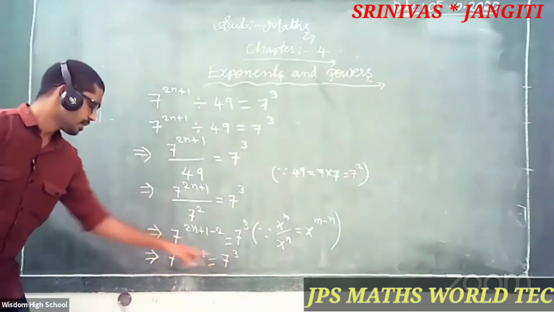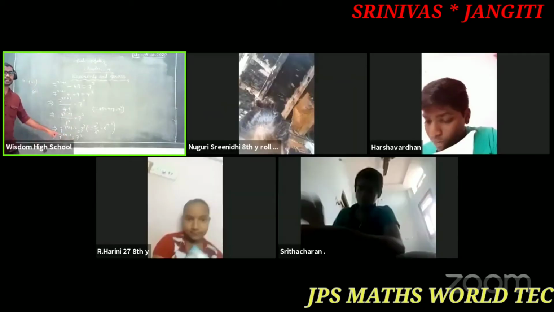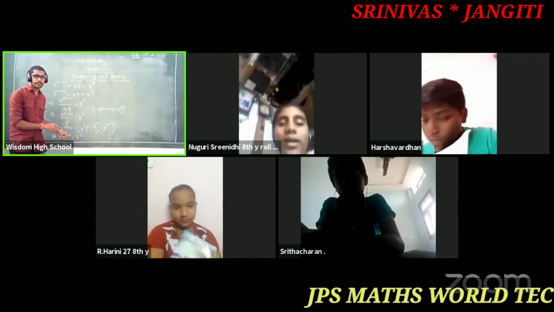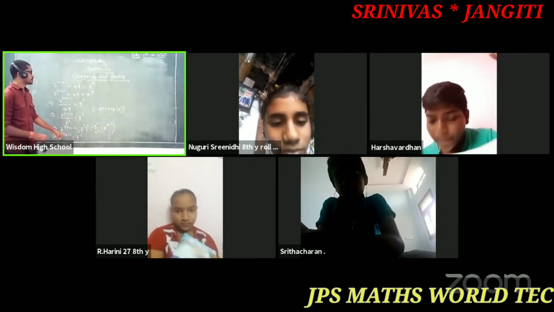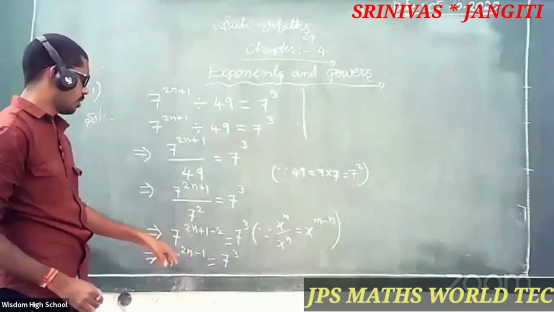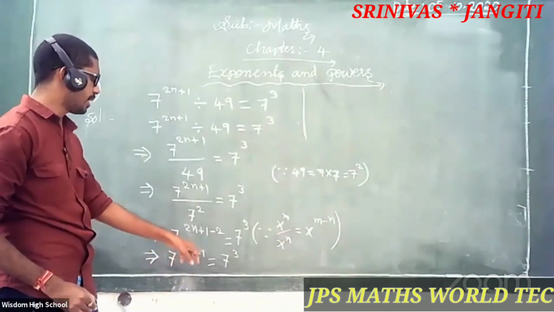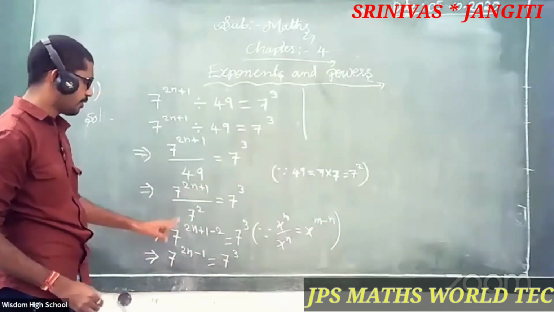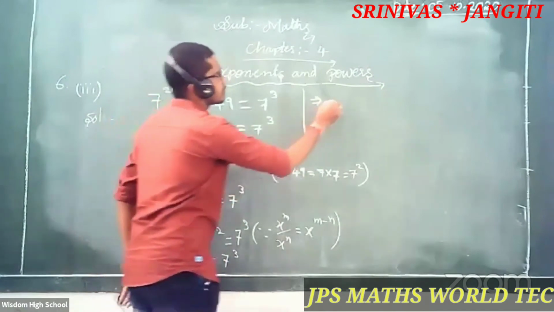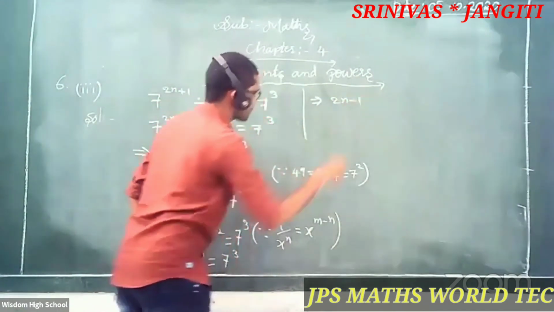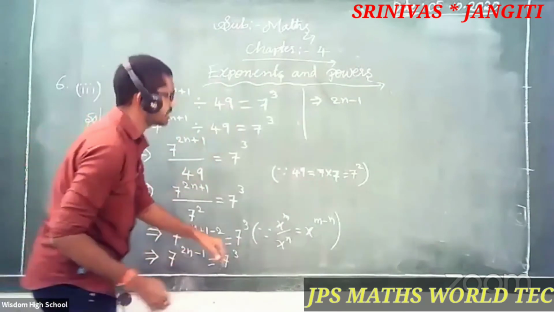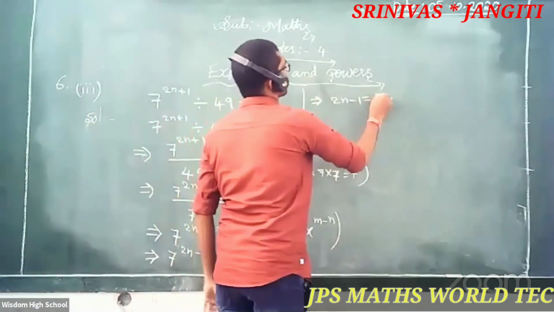You observe here, when the bases are equal, then the exponents are also equal. Is that clear? What is here? Observe. 7 and 7 are gone. What is now here? 2n minus 1. That is only now. Everybody observe. That implies 2n minus 1. Observe here: 2n minus 1 is equal to 3.